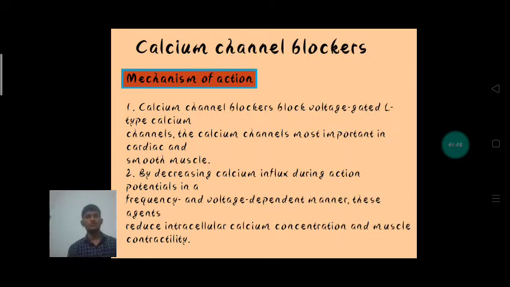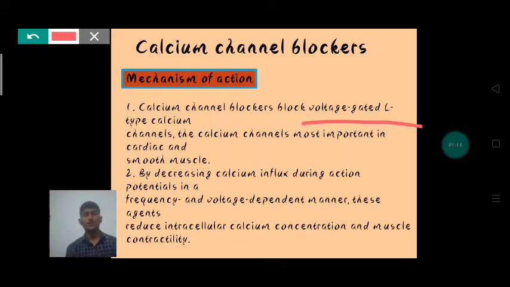Now let's see the mechanism of action of calcium channel blockers. Calcium channel blockers mainly block the L-type calcium channels. L-type means long-acting calcium channels. Due to the blockage of the calcium channels, there is a decrease in the contraction of the heart and a decrease in the load on the heart.